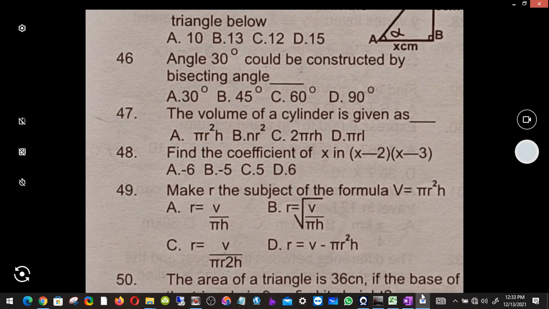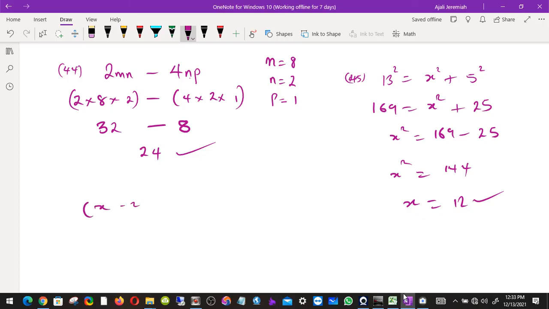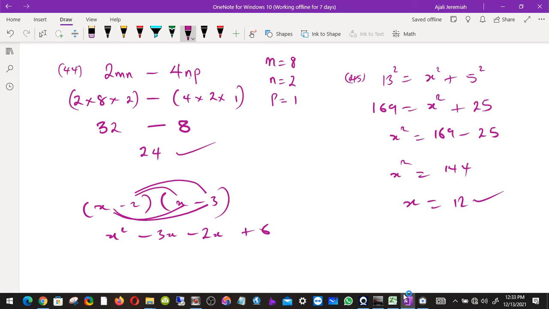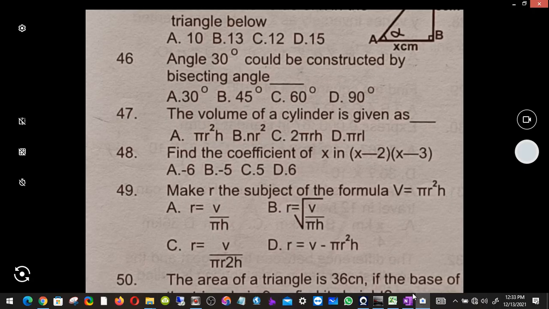Number 48. Find the coefficient of x in x minus 2 times x minus 3. So first expand. x times x is x square, minus 3x, minus 2x, plus 6. That's this times this, right? So we can add the x terms: x square minus 5x plus 6. So what's the coefficient of x? Minus 5 is what is attached to x, right? Yes, sir. So that's minus 5. Option B.